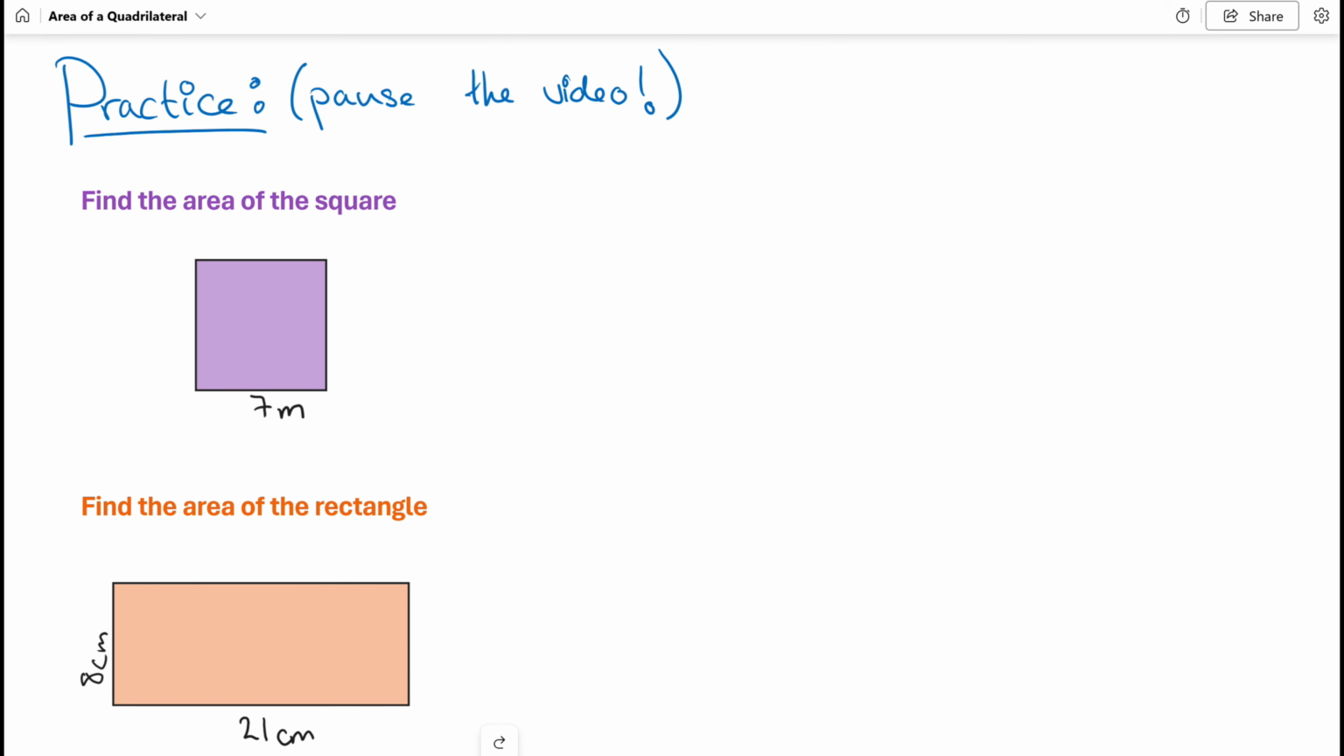So the first question says find the area of the square. So we know that it's a square. What's special about a square is that all the sides are equal. So I'm going to put 7 here so that I remember that that's 7 as well. So now our area is length times width. So it's 7 times 7, which is equal to 49. And our units are in meters, so it's going to be meters squared. So that is the first one. Cool. Let's move on to the second one now.